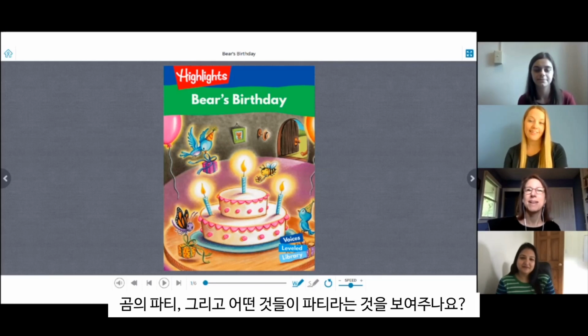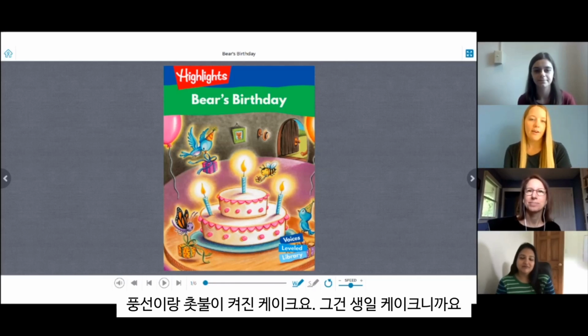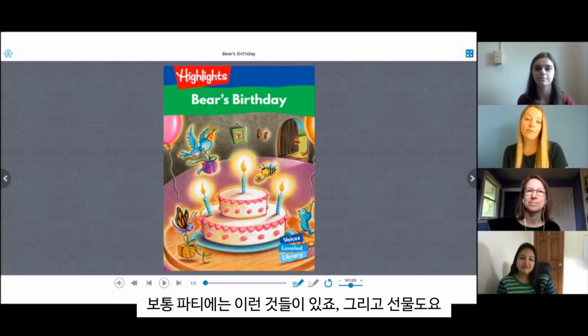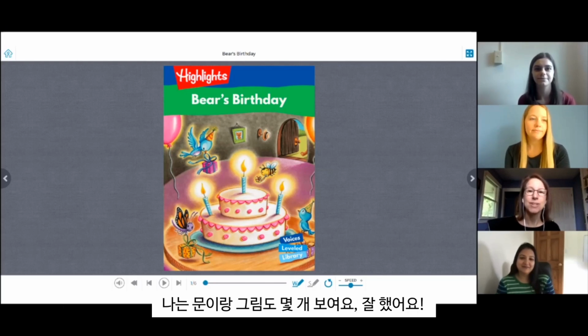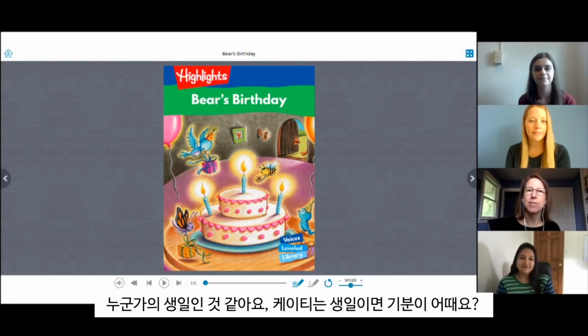Bear's party. And what kinds of things show you a party? The balloons and the cake with the candles lit, because that means it's a birthday cake. So you usually have that at a party, and the presents. And the presents, yeah, it does look like a party scene, and it looks like it's maybe in somebody's house. I see a door and some pictures. Great job. So it looks like someone's having a birthday.